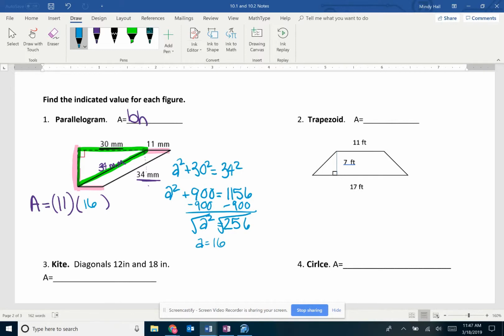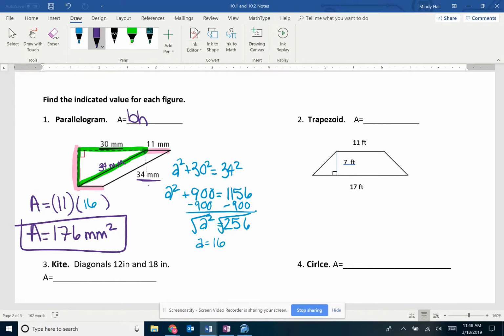If you had preferred to use h instead of a, that's totally fine. But then 11 times 16 is 176 millimeters squared. Okay. For a trapezoid, the formula is a little bit uglier, but again, you choose the way that you like to see it.